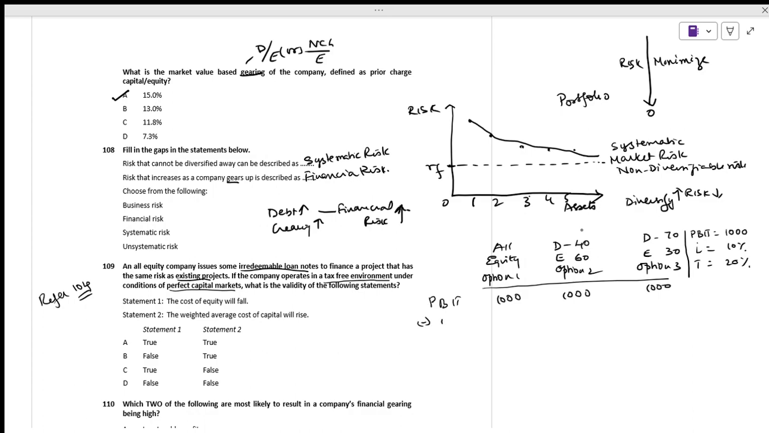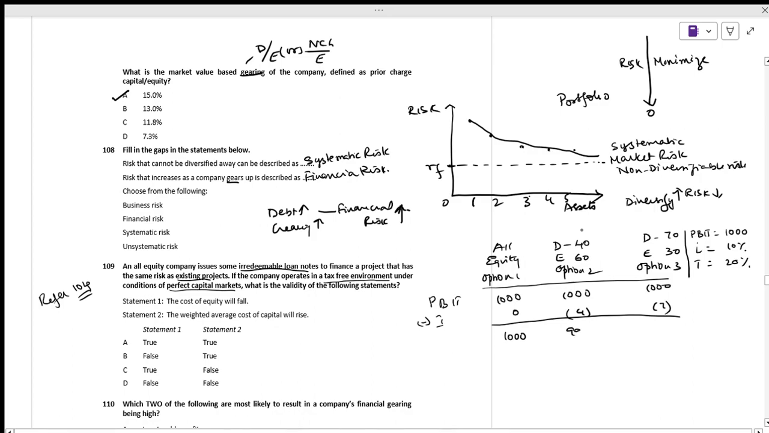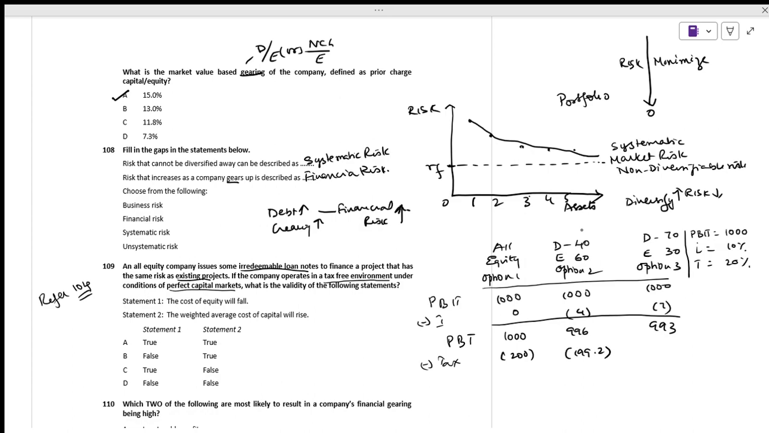1000. You have the interest, how much? 10%. If here there is no interest; here, if you take 10% on 40, the interest is 4; if you take interest on 70, it is going to be 7. Is it right? Now 996 and 993. Okay, this is profit before tax. You assume tax at 20%. If you take tax at 20%, 200. 996 times 20% comes to 199.2. 993 times 20% comes to 198.6.